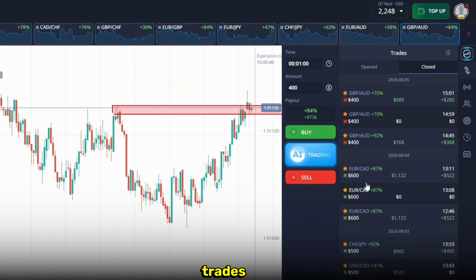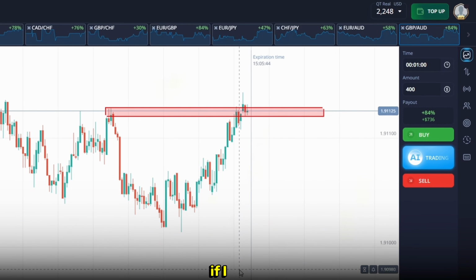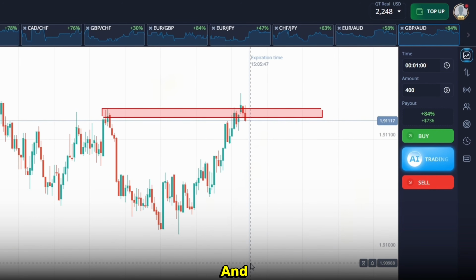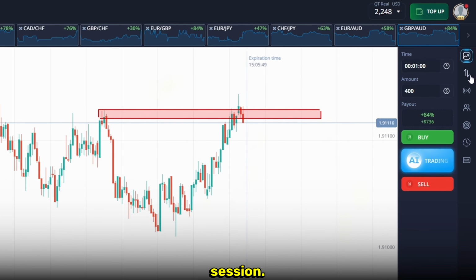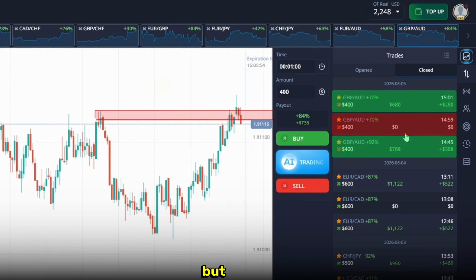So we have taken 3 trades, and that is my limit for any trading session. I do not trade more. If I make profit after 3 trades, then I usually close my session. And today you can see we have booked 2 profitable trades. One was a loss, but overall I'm in profit, so I'm ending this session here.